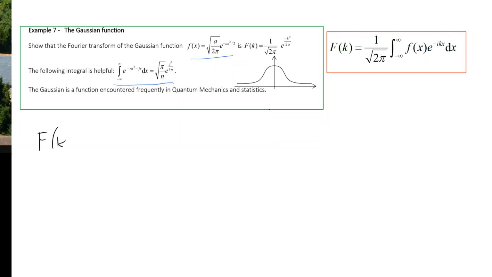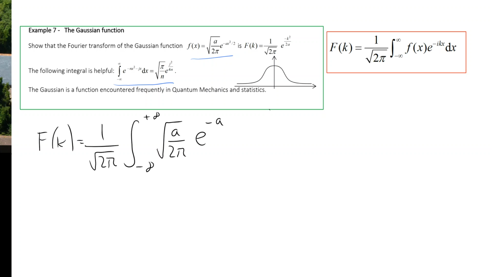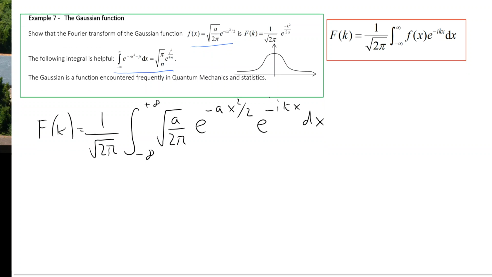F of k is equal to 1 divided by the square root of 2 pi, and then we have the integral. Now the Gaussian function extends between minus and plus infinity, so the limits on our integral are plus and minus infinity. And then we have the function f of x, that's equal to a prefactor, a divided by 2 pi, all in the square root sign, and then e to the minus a x squared over 2, and then we have to multiply by the complex exponential e to the minus ikx dx, like that.